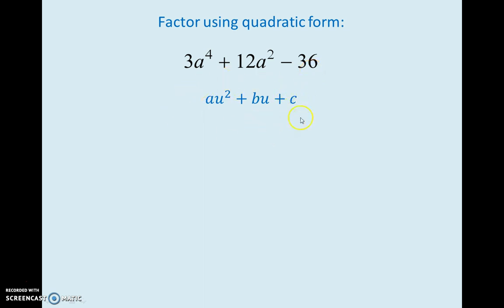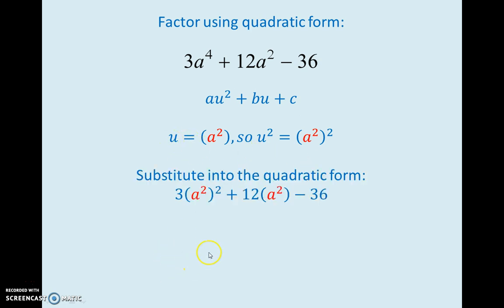I can apply the standard quadratic form to it. I'm going to start by using, instead of x's, u. So au squared plus bu plus c is what we're going to use. I'm going to take each u and replace it with a squared and vice versa. So that means that if I had u squared, that would be a squared to the second power. So every time I see a u, or every time I see an a squared, that can be replaced with u, and vice versa.